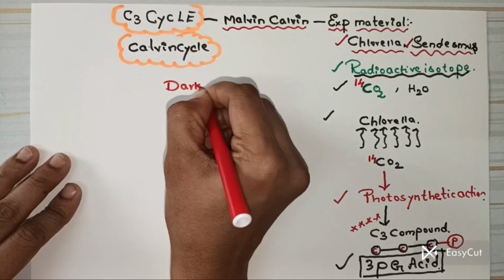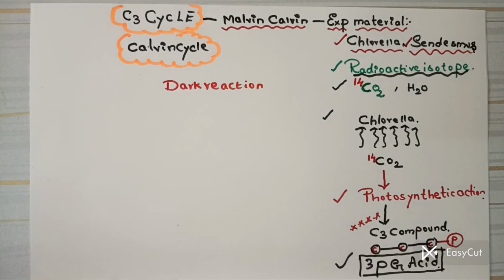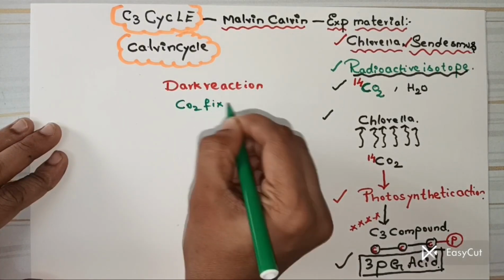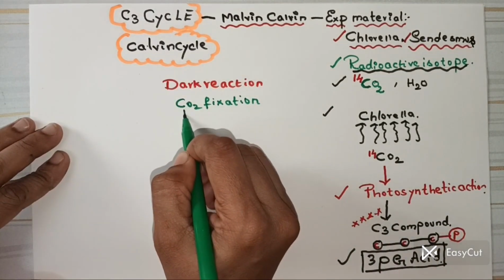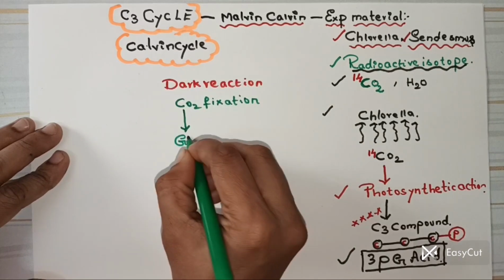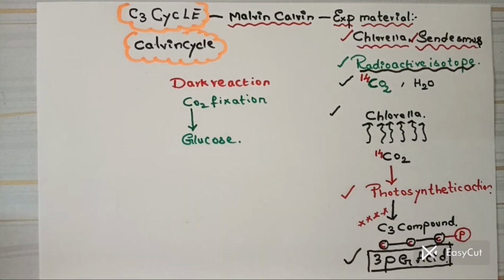When people talk about the dark reaction, you should understand that the dark reactions are nothing but carbon dioxide fixation, where the inorganic carbon dioxide is fixed and reduced for the synthesis of glucose. Are you understanding? So the dark reaction is nothing but carbon dioxide fixation for the synthesis of glucose.